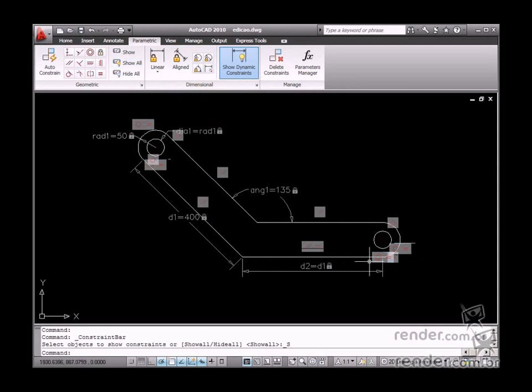So in this class, you have learned about using dimensional relationships and the importance of using them jointly with geometric relationships. These two elements are used to maintain design intent and reduce wasted time on design modifications. And this is possible thanks to the parameterization implemented in AutoCAD 2010.